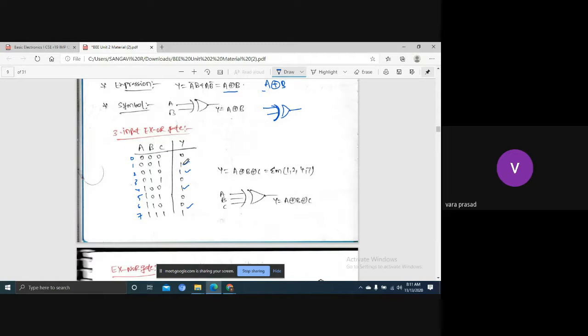Okay, listen carefully. Here 1 is there. This decimal equivalent is 1, 2, 4, 7. Please keep in mind, this will be helpful in adder. If you get 1, 2, 4, 7 combination output as 1, then I can write XOR gate.